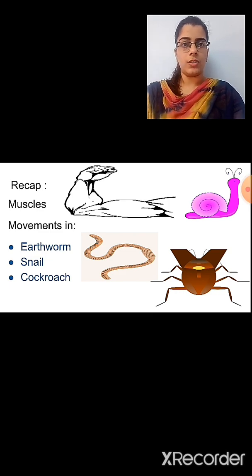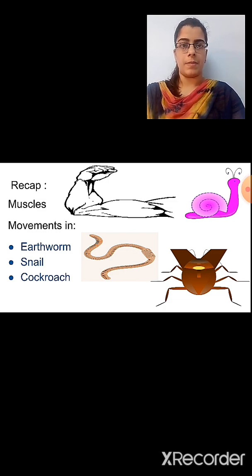An earthworm's body does not contain bones. So how does the earthworm move? The body of the earthworm has muscles. These muscles help in the movement of the earthworm. The earthworm body also contains a large number of bristles that are connected to the muscles, and these bristles help the earthworm to get fixed to the ground.